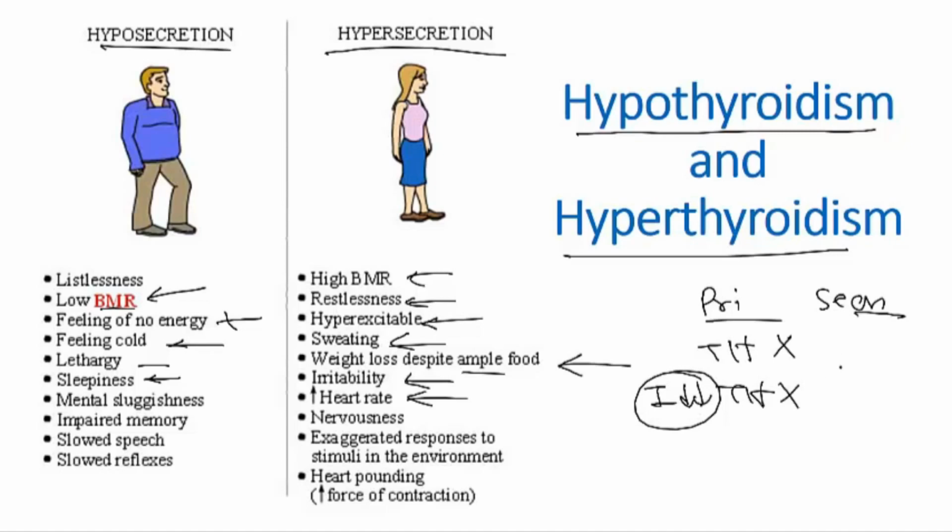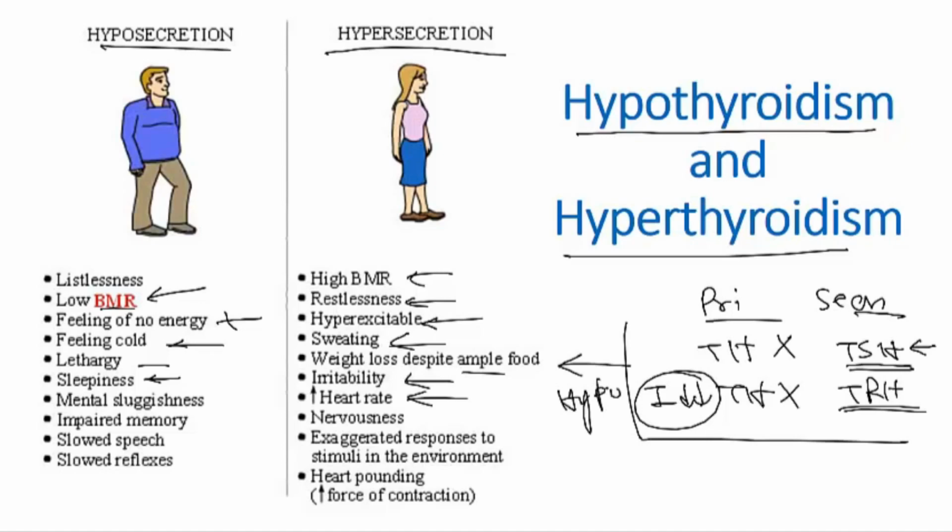While secondary hypothyroidism can be caused by lack of TSH secretion, or TRH secretion. TSH secretion from the pituitary, and TRH secretion from the hypothalamus can be less, and that can lead to the secondary effect. This is all about hypothyroidism, and if you talk about hyperthyroidism, we can divide it again into two different parts.